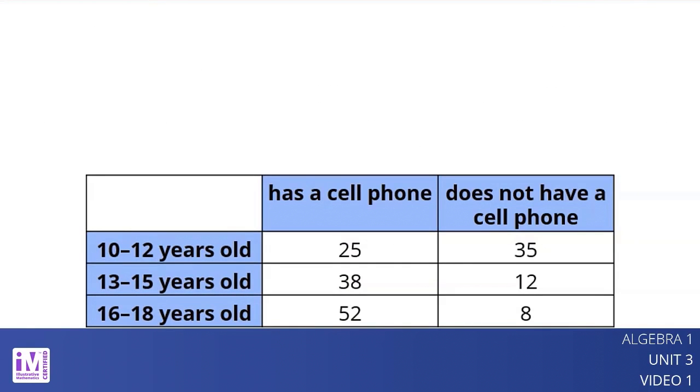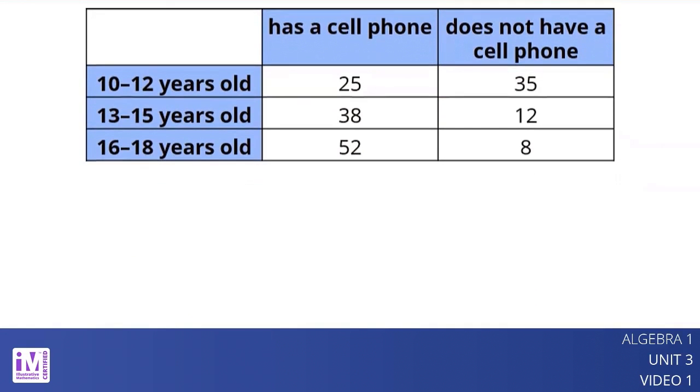This table shows the results from 170 responses to a survey asking people their age group and whether they have a cell phone or not. The 38 in the table means that 38 of the 170 people surveyed are 13 to 15 years old and have a cell phone. The two-way table also shows that 55 of the people surveyed do not have cell phones, since 35 plus 12 plus 8 equals 55.